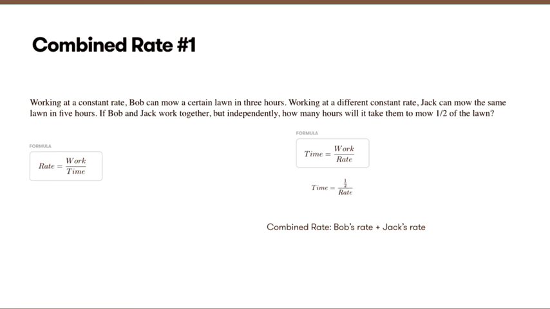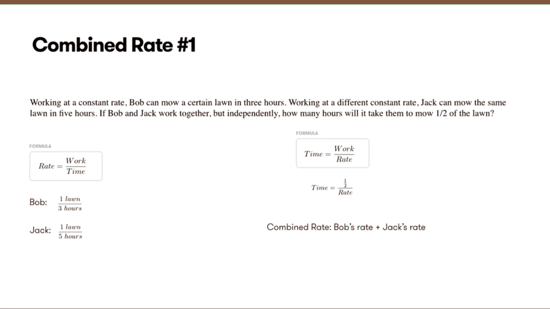To do so, we'll use the formula rate equals work divided by time. Let's start with Bob. We know that Bob will mow one lawn in 3 hours, so his rate is 1/3 of a lawn per hour. Now if we go to Jack, we know Jack will mow one lawn in 5 hours, so his rate is 1/5 of a lawn per hour.